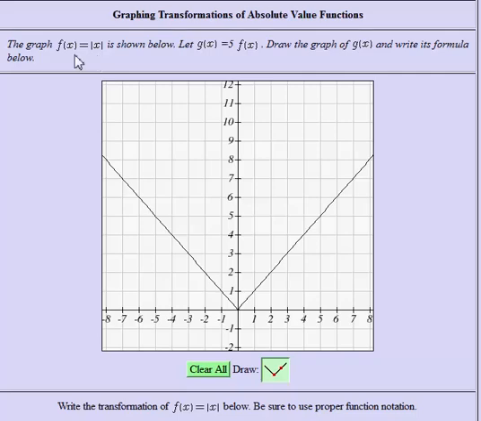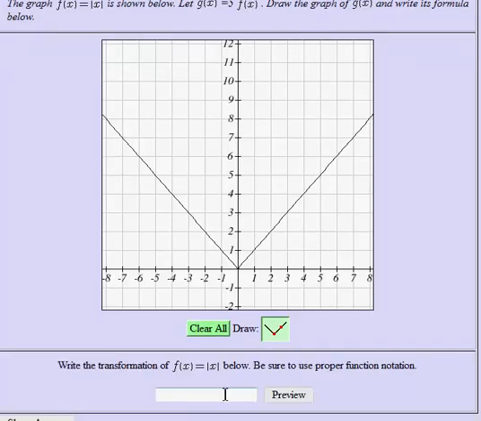In this problem, we're given the graph of an absolute value function defined as the function f. We are to draw a transformed function g, which is simply defined to be 5 times f of x. And then we are to write the formula of the transformed function g at the bottom of the question in the answer box shown here.